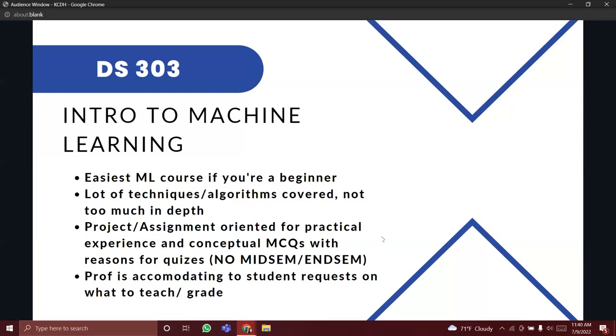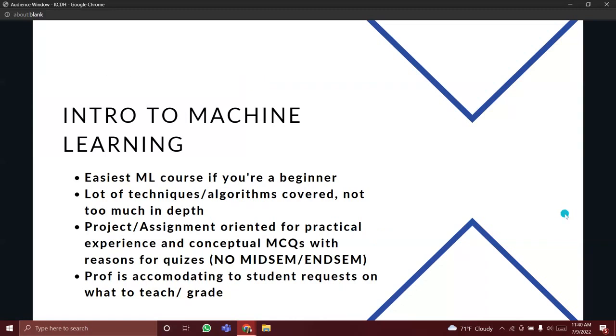And there was no midsem or endsem for this course. We just had quizzes. I don't know how it is right now, but that was the case. It was a pretty chill course, I'd say, as far as machine learning or CS courses of that sort go.